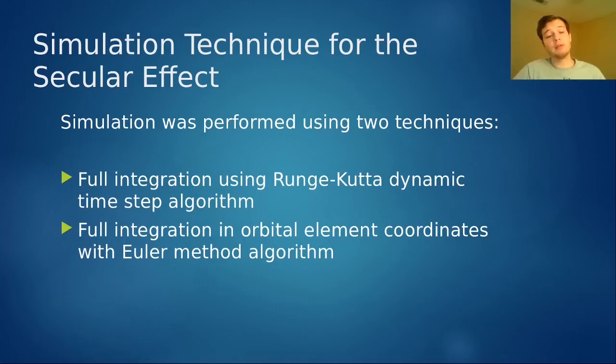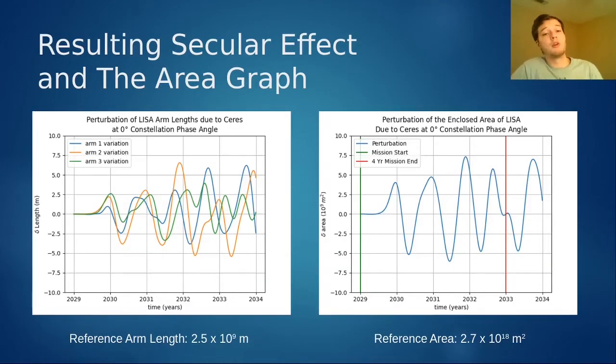So it's less accurate, however, they give the same result, indicating that the two simulations are working correctly, which was the main motivation for doing two separate simulations here. So when we look at the results from those simulations, the main headline one is on left here. This is the actual perturbations of the arm lengths of LISA.